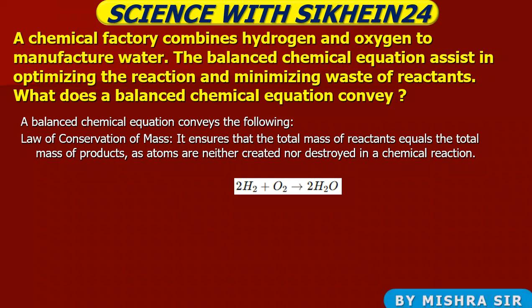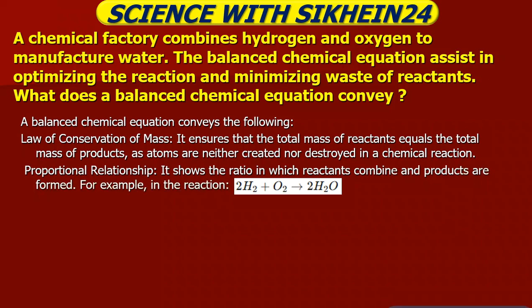First, law of conservation of mass. It ensures that the total mass of reactants equal to the total mass of products, as atoms are neither created nor destroyed in a chemical reaction, because atoms is a what? Energy.